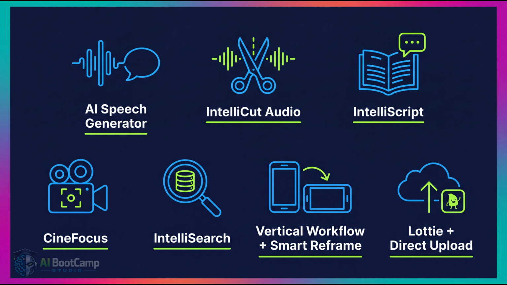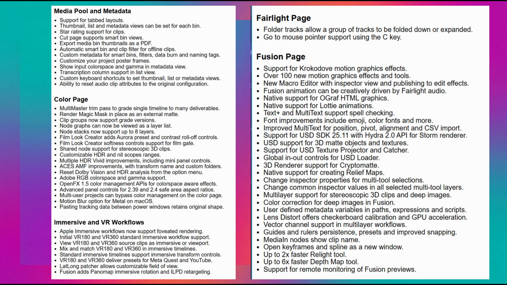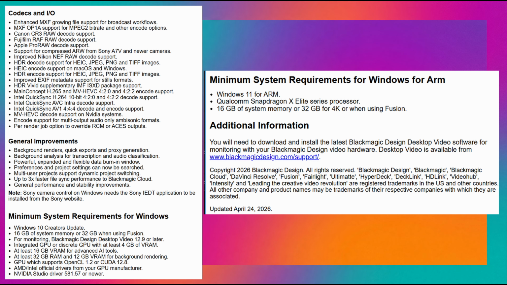So that's the 7. AI speech generator with voice cloning, amazing. IntelliCut audio, IntelliScript, CineFocus, IntelliSearch. The vertical workflow with Smart Reframe and Lottie support plus direct upload. This is where you hit pause so that you can see the changes in Resolve 21 in with the photo page, AI tools, cut and edit, media pool, and metadata, color, immersive, and VR workflows, Fairlight and Fusion, codecs, general improvements, and system requirements.